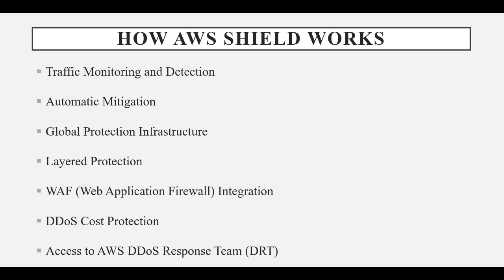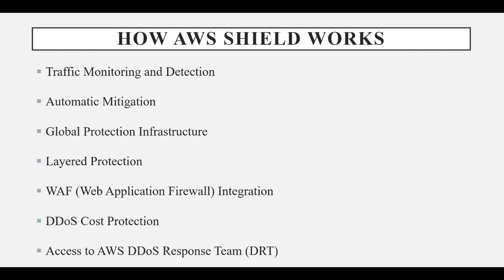The features and benefits I have told you about, right? It's automatic mitigation, a strategy to prevent or reduce the impact of these attacks. It offers two services, AWS Shield Standard and Advanced. So how it works: traffic monitoring and detection, automatic mitigation, global protection infrastructure, layered protection, web application firewall integration, DDoS cost protection, and finally access to the AWS DDoS response team.